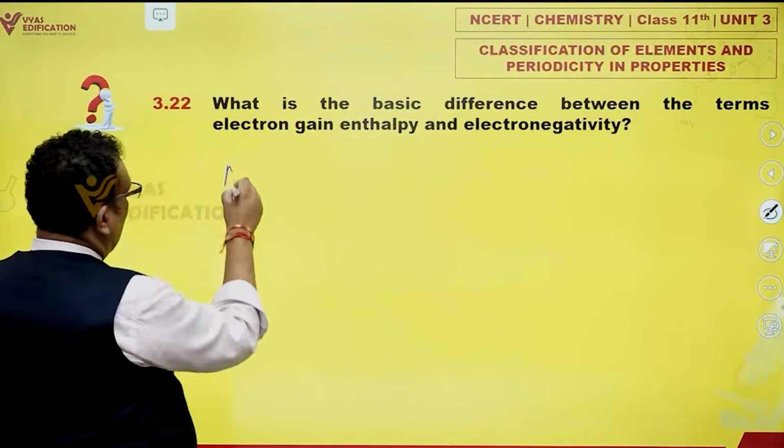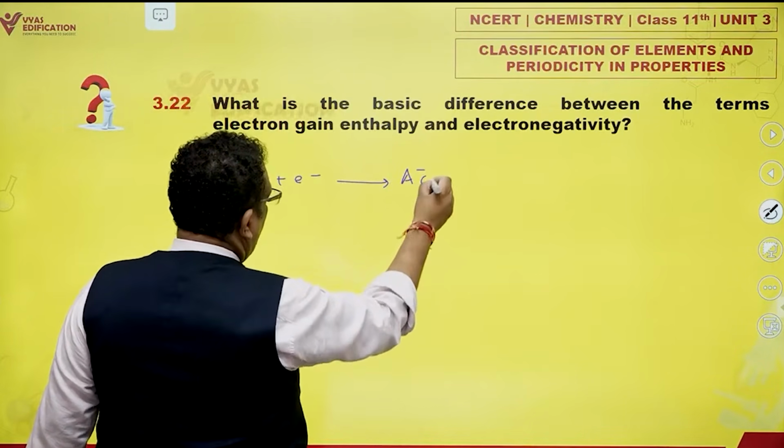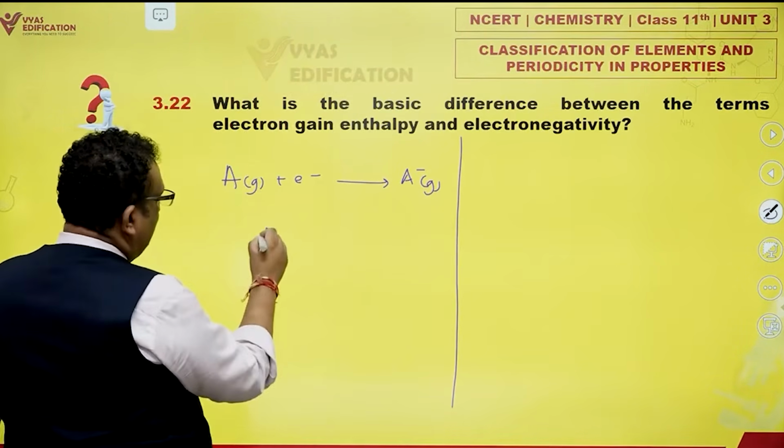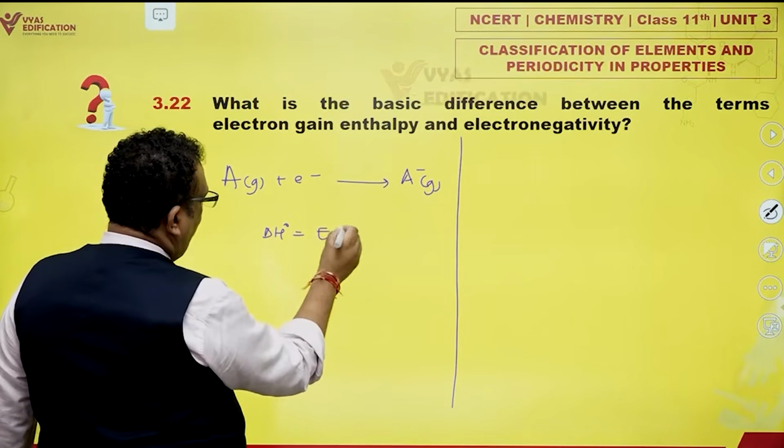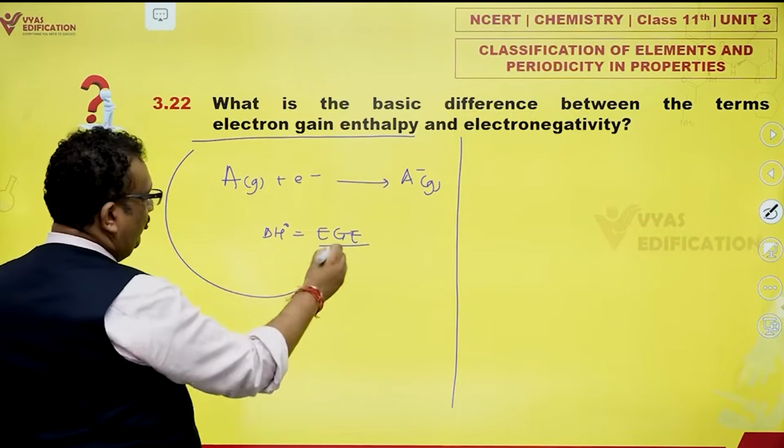If I have an isolated gaseous atom, it completely gains one electron to form an isolated gaseous ion. This delta H is called electron gain enthalpy. This is EGE, electron gain enthalpy.